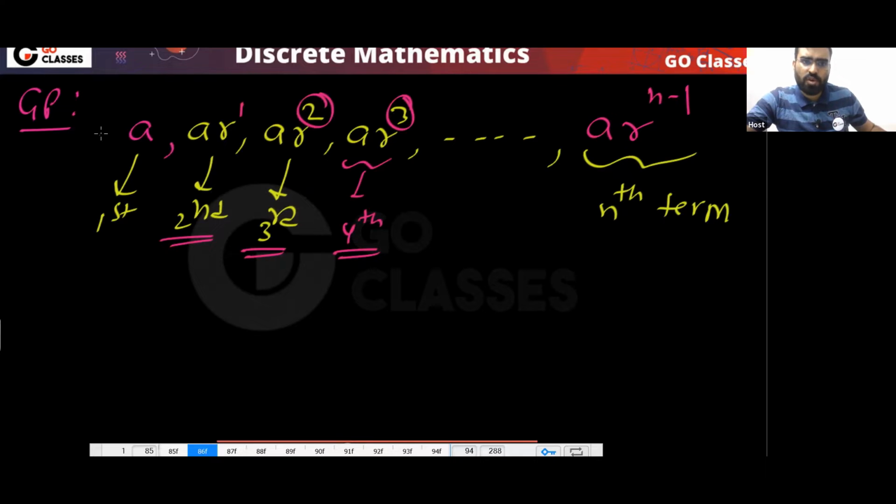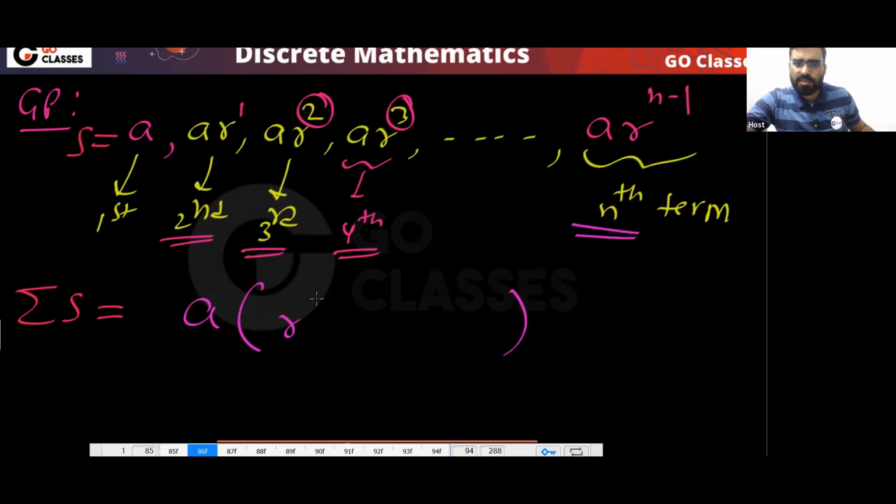And what will be the summation of this GP? If you do the summation of this GP, then what will that be? That will be first term A into the common ratio, A into (R power n minus 1) upon (R minus 1). This will be the summation.